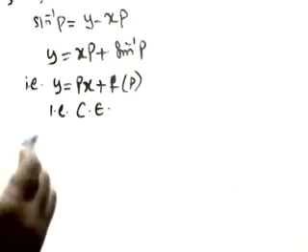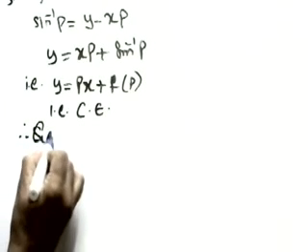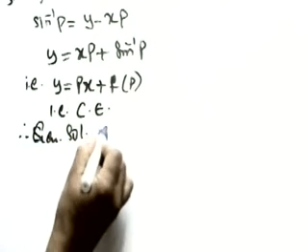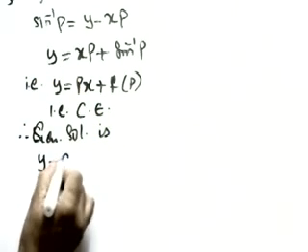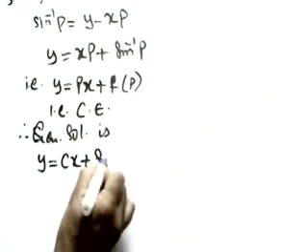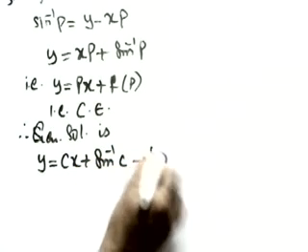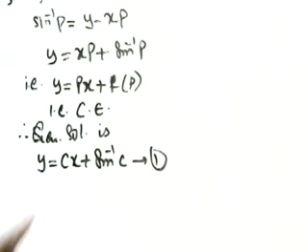We'll get the general solution. Therefore, the general solution is y equals, in place of p we have to write c. So y equals cx plus sine inverse c. Let me note this as 1.